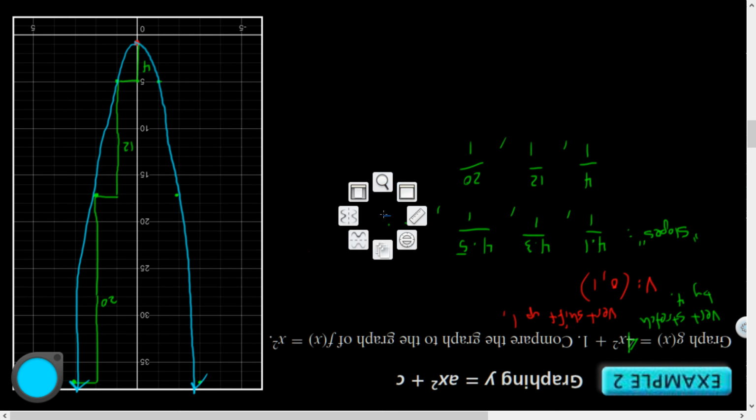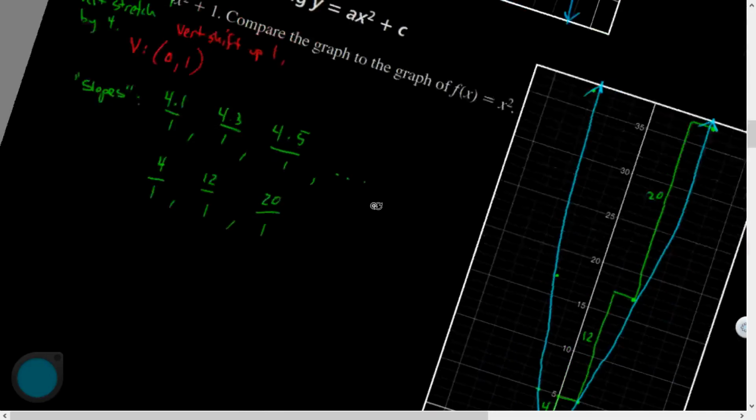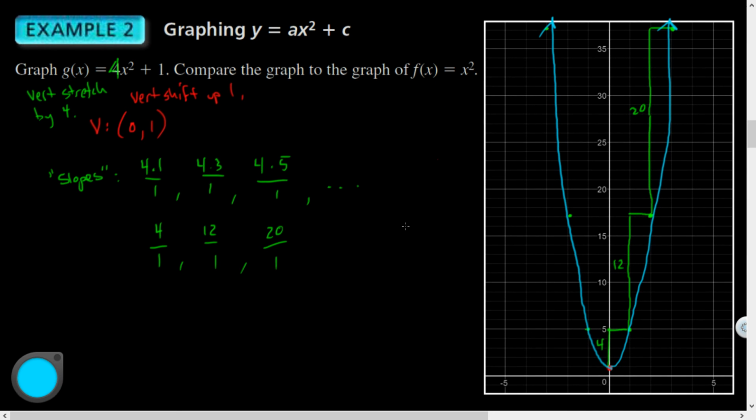And like so. That actually works pretty efficiently.